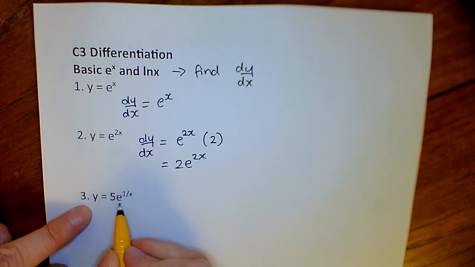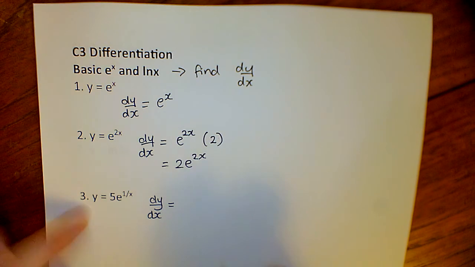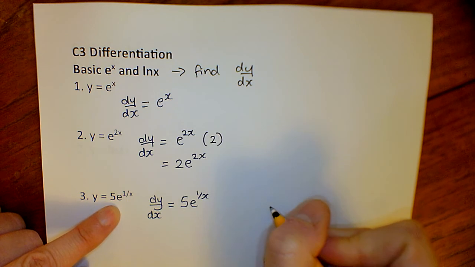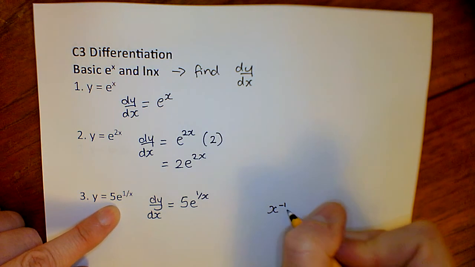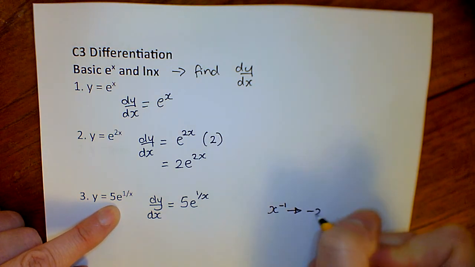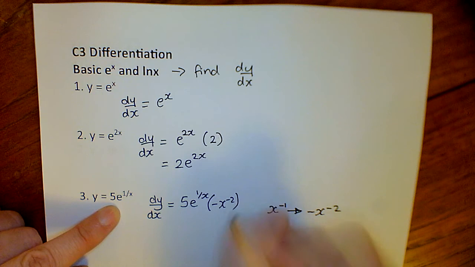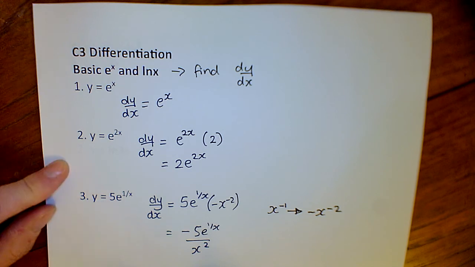For the next one, y equals 5 e to the power of 1 over x. To differentiate that, we get 5e to the 1 over x, and then we'll have to differentiate 1 over x. So if you were doing that, you would bring the x up and it would become x to the power minus 1. So differentiate that, you would get minus x to the power of minus 2 then. And then to tidy it up, I would put the minus in front of the 5 and I'd bring the x to the minus 2 down to be x squared. So it's basic differentiation of e to the x.